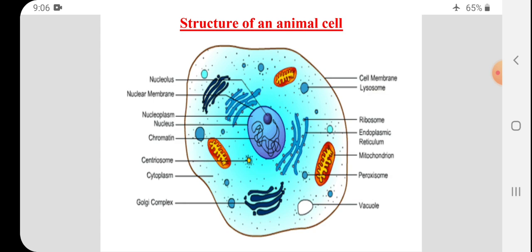Lysosomes are there, ribosomes which are the protein synthesis machines, as well as mitochondria. Vacuoles are very small, and the endoplasmic reticulum, which we also call smooth or rough ER, is present. Here, the fat storage body called the Golgi complex or Golgi bodies is also present in the animal cell.